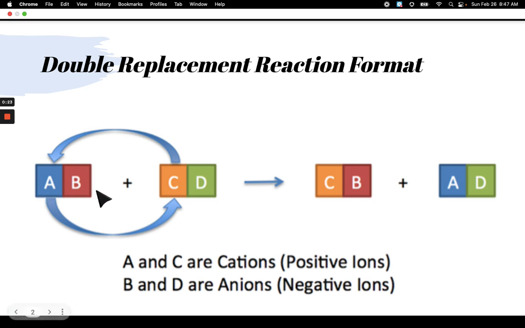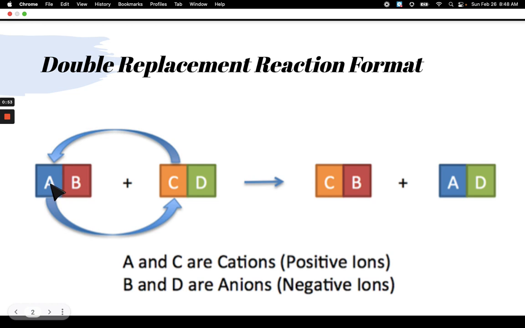So AB represents one ionic compound, with A being the cation and B being the anion, and CD represents another ionic compound, with C being the cation and D being the anion. Now, what happens when you mix these two things that are dissociated in water? They switch places. They double replace. So cation A replaces cation C in this compound, and cation C replaces cation A in this compound.